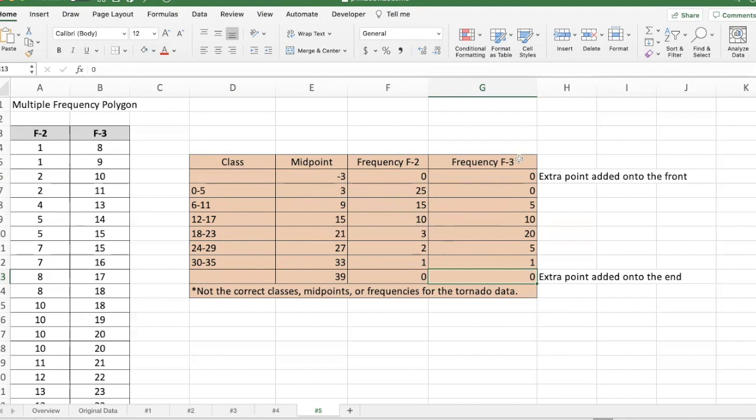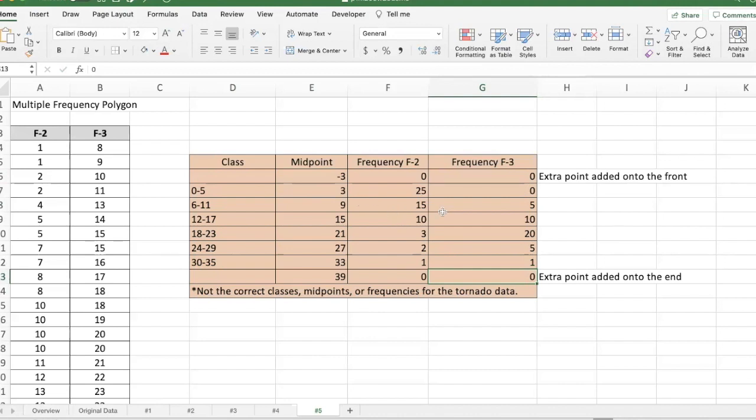I will point out that, remember, for this frequency polygon, we add, after we graph all of the points associated with our classes, that is, the midpoint is the X coordinate and the frequency is the Y coordinate.